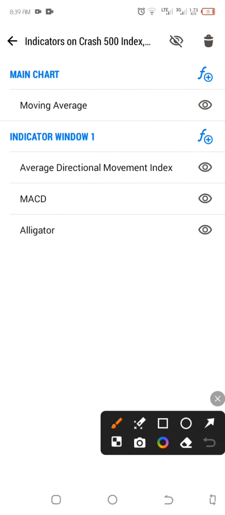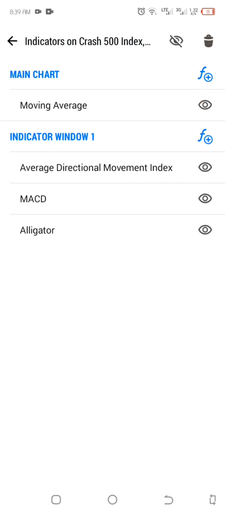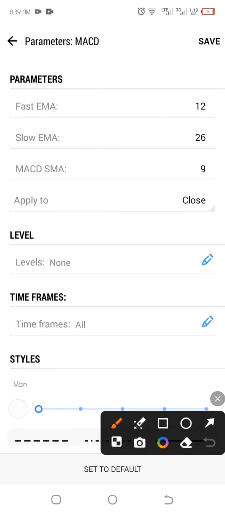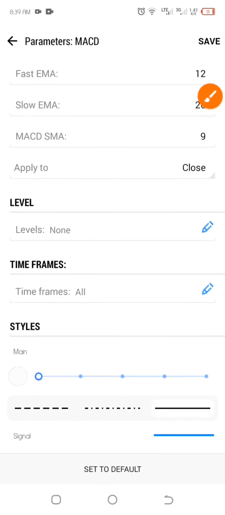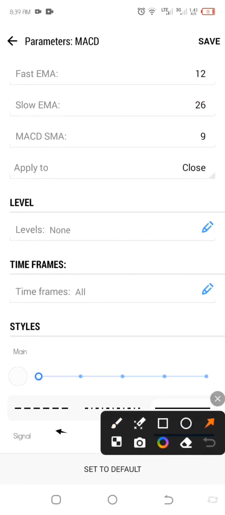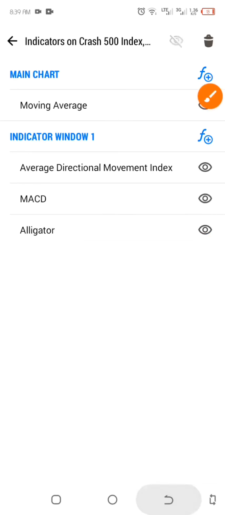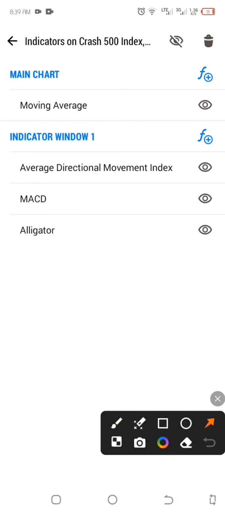Now to the next indicator, which is the MACD. We click on this indicator window 1 F plus, search for MACD and click on it. For the MACD, the fast EMA is 12, the slow EMA is 26, the MACD SMA is 9, apply to close, level is none, and for the style we only need the signals. Now click on save, make sure you're using the color of your choice for the signal, and you have your MACD.